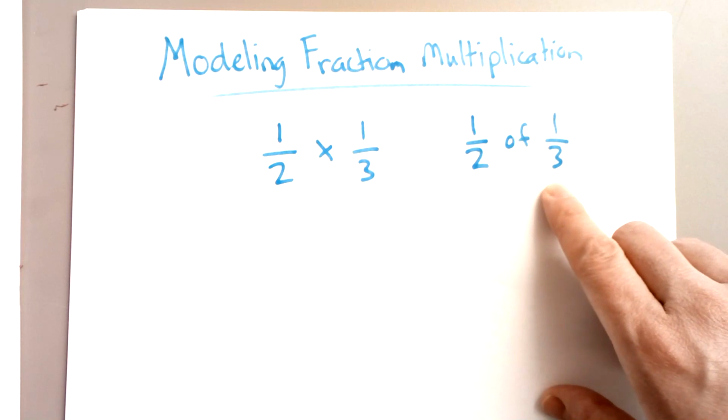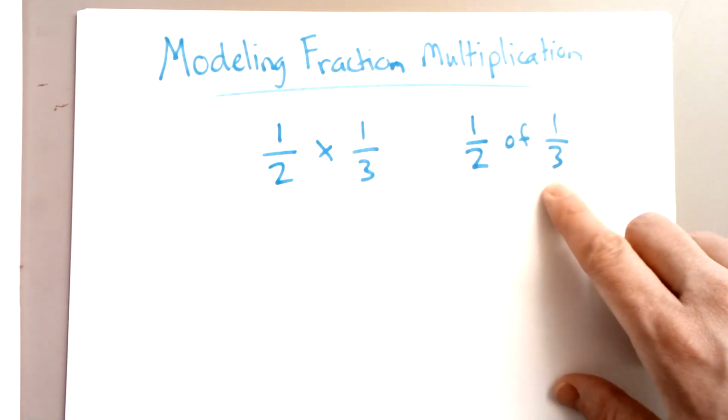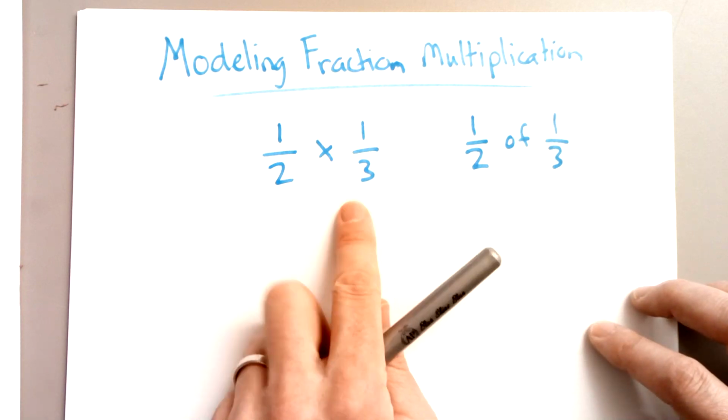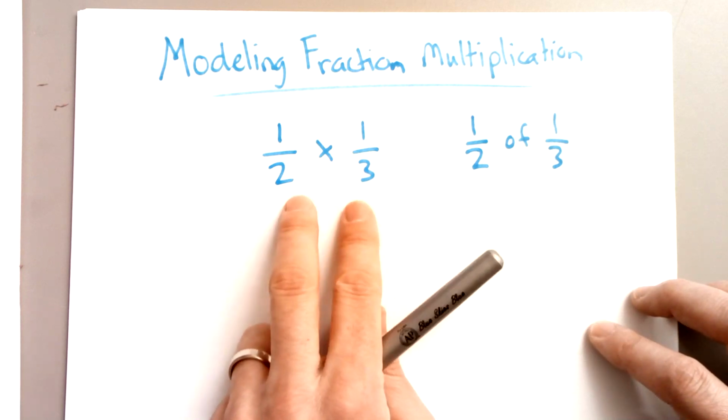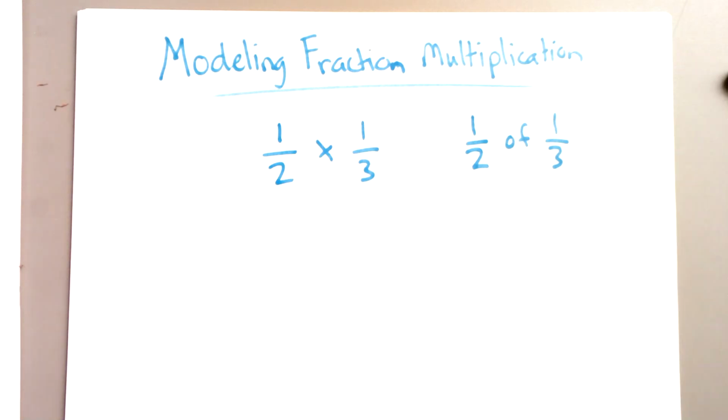So you're going to get a fraction that is smaller than either of these fractions. When you multiply by a number less than 1, you're going to get a product that is smaller than either of the fractions you start with. So let's model it. It'll help you see what's going on when you're multiplying fractions.